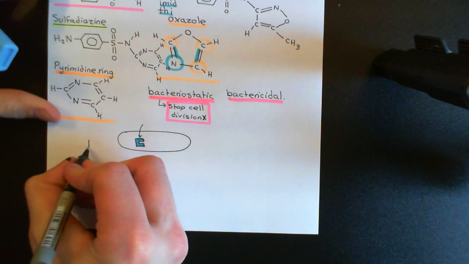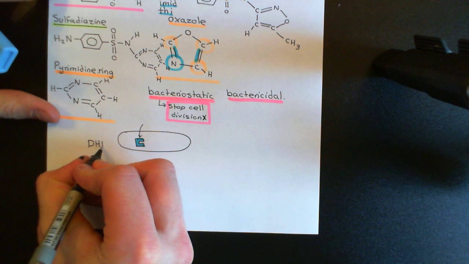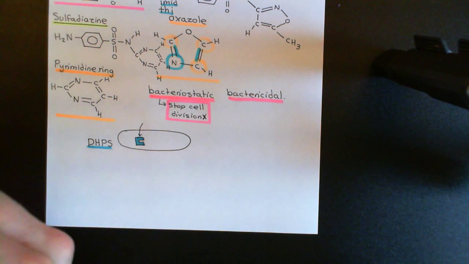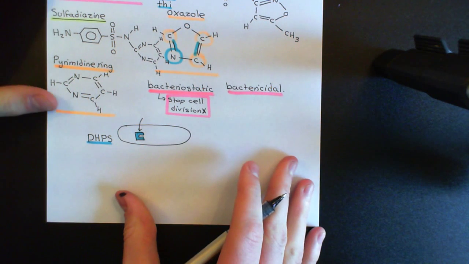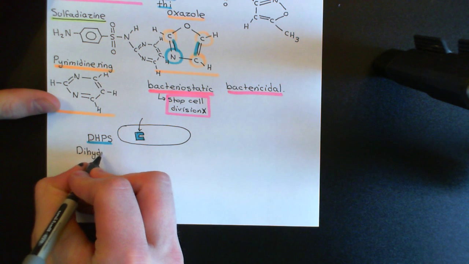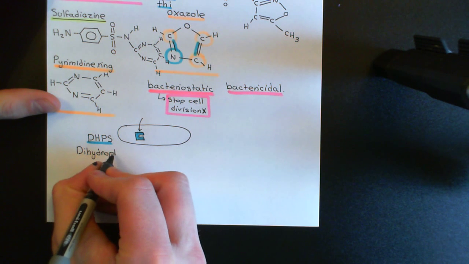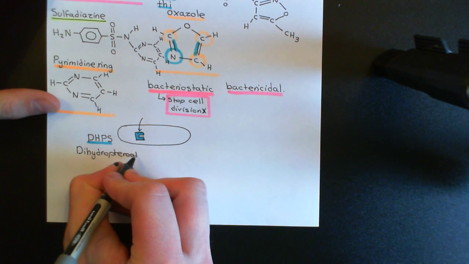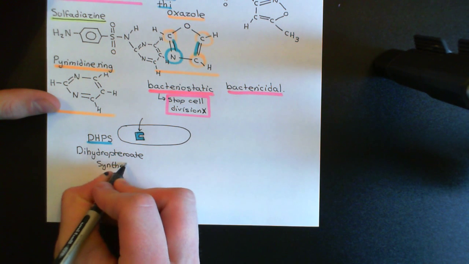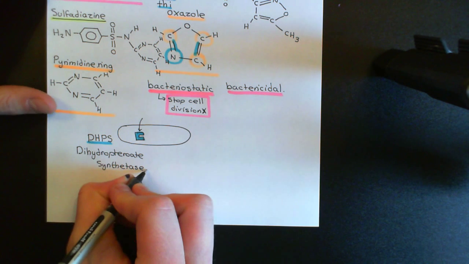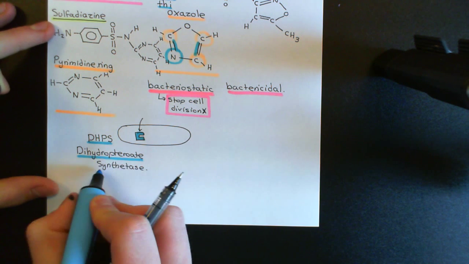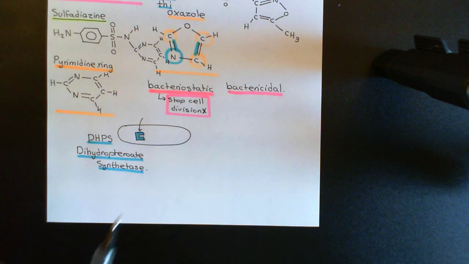And for short, it is abbreviated down to DHPS. Okay? And I will write out its full name now. So DHPS stands for dihydropteroate synthetase. So the DH is for dihydro, the P is for pteroate, and the S is for synthetase, so dihydropteroate synthetase. Now, what does dihydropteroate synthetase actually do, and why does inhibiting it lead to the cell no longer being able to divide?